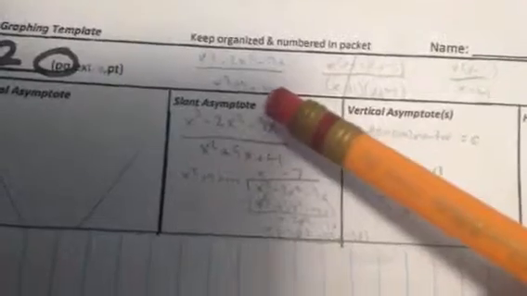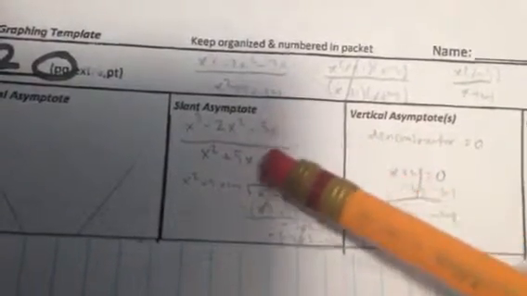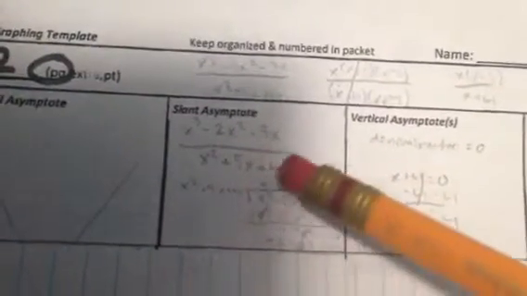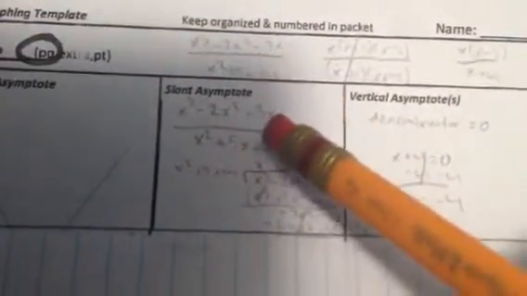When you have a slant asymptote, you always use long division to get your equation. And once you do it for this one, you get x minus 7. Your guideline will be y equals mx plus b, so you just plug it in and you get y equals x minus 7 for the equation.